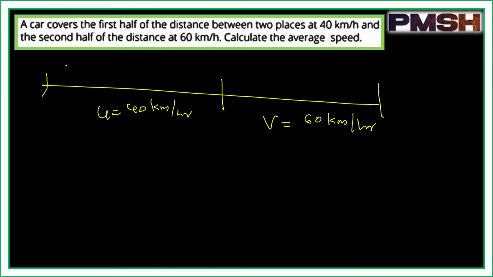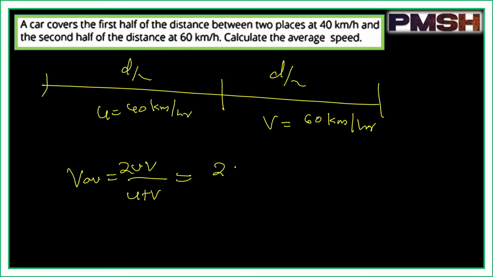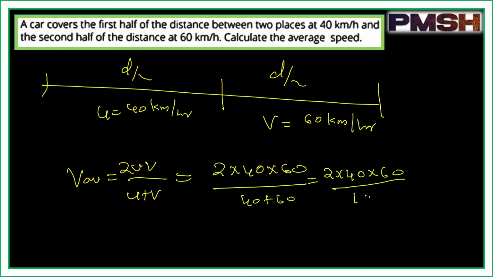If the total distance is d, then this will be d by 2 and this will be d by 2. Clear? Then simply we can use the second case equation, 2uv by u plus v. This is the equation we learned for average speed. Then it will be 2 times 40 into 60 divided by 40 plus 60.